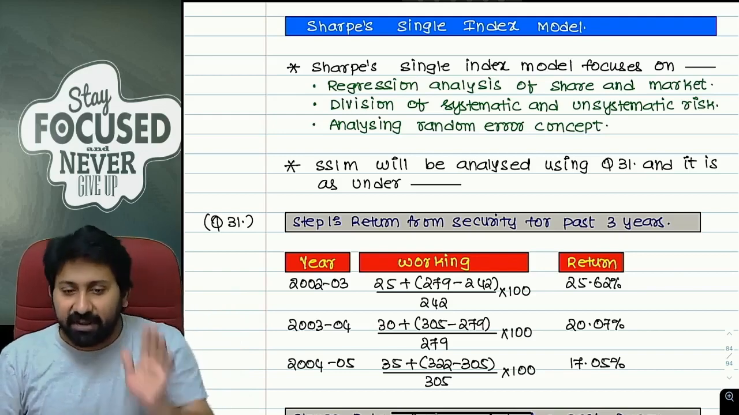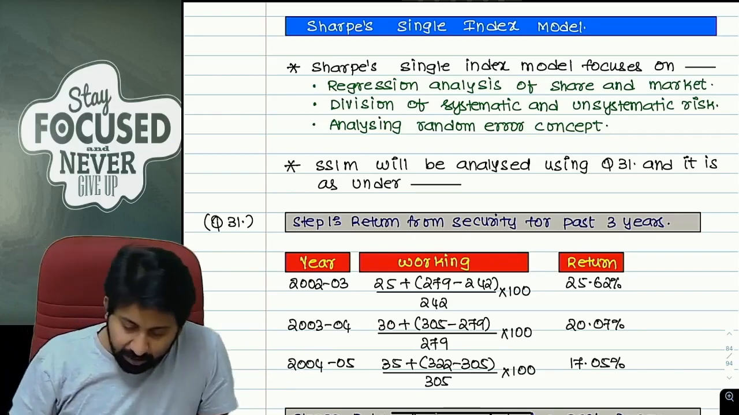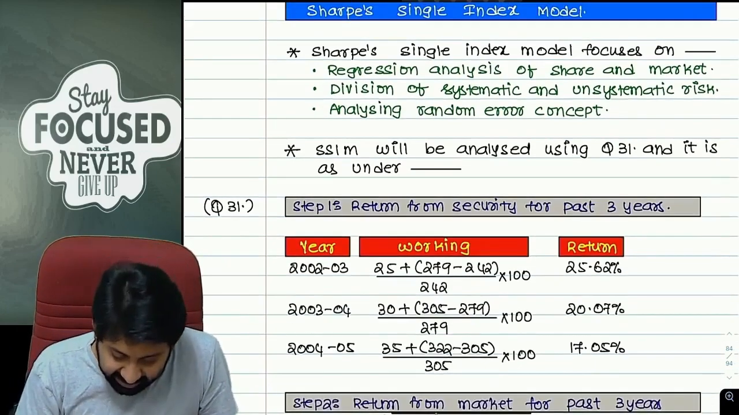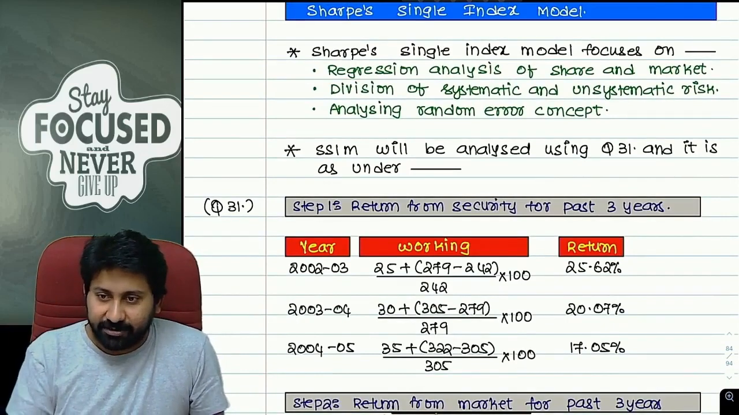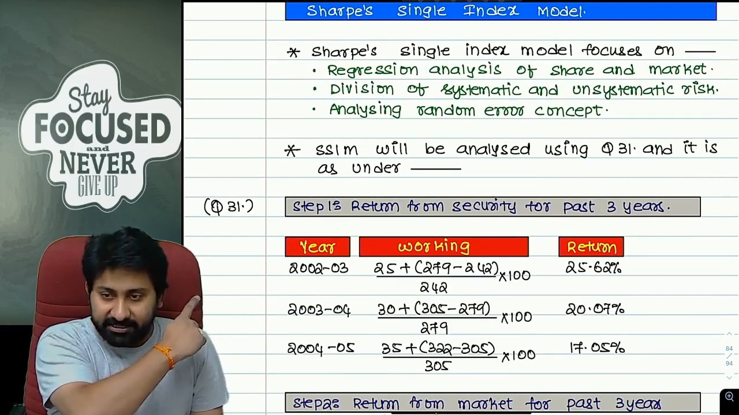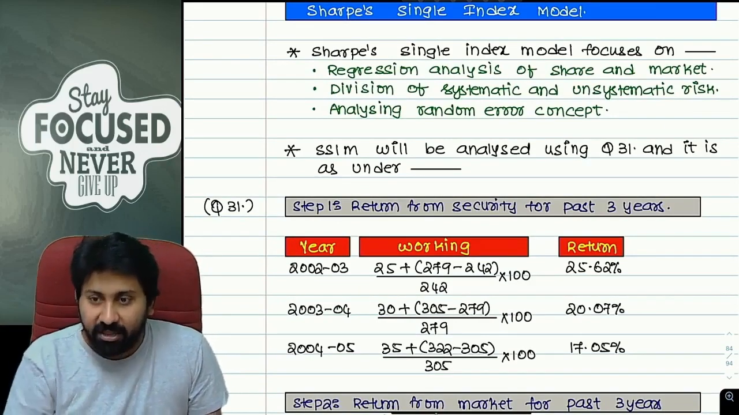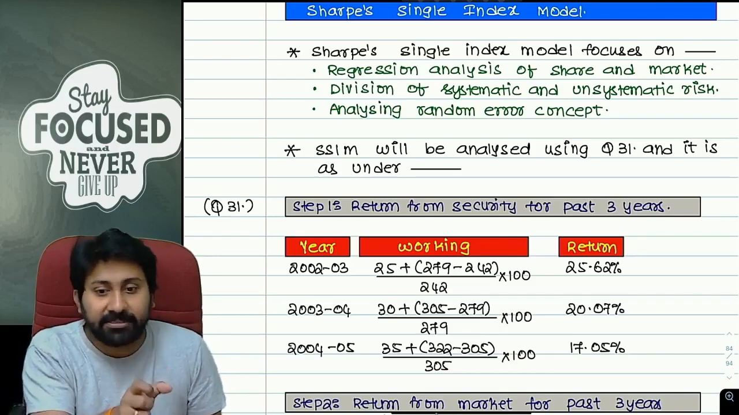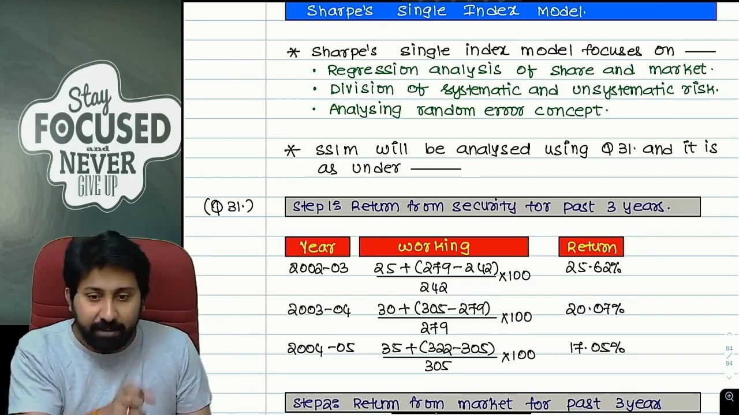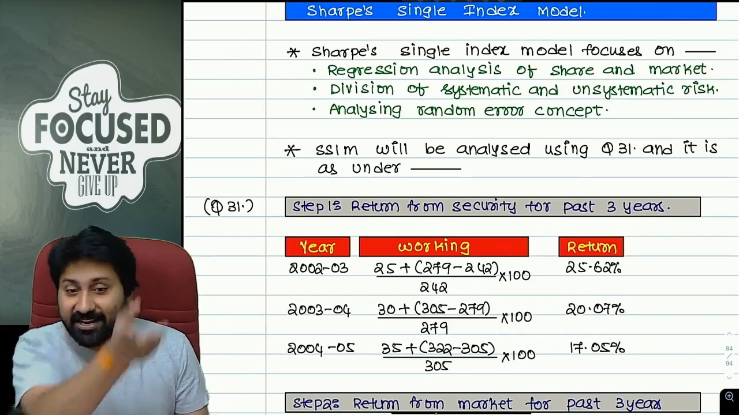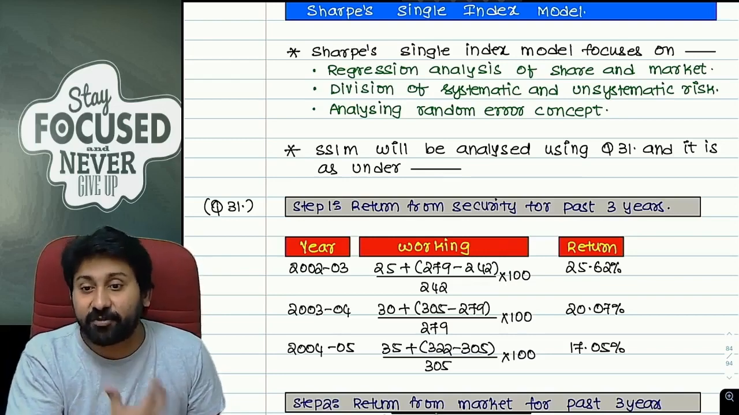Anyway, let us go into the stock market analysis of Sharpe's single index model. Sharpe model is a regression analysis. Always keep in mind, regression means taking the past as a base and understanding how it is going to impact our future. When I say regression, a comparison will be there between two things, like nature and mankind, nature and earth. Like that, share and the market is the analysis we are going to make.